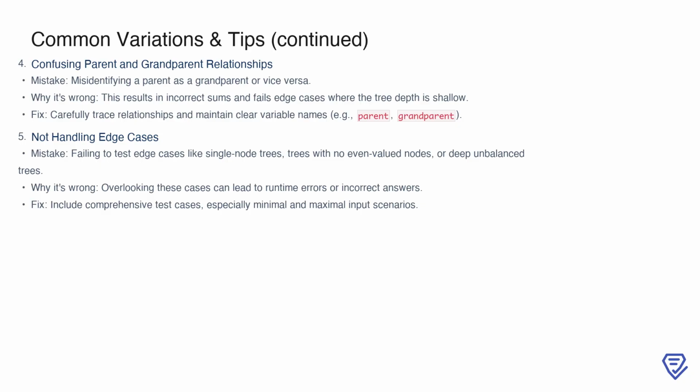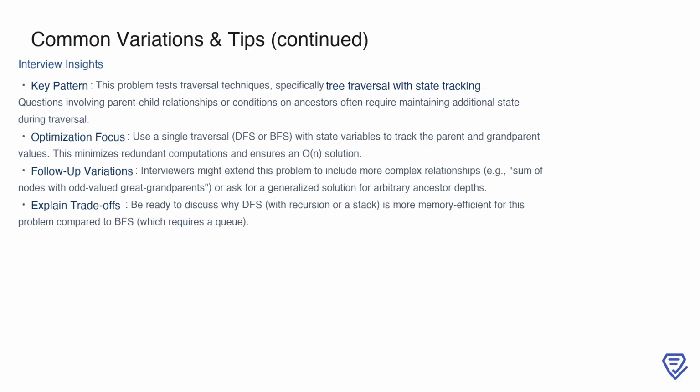From an interview perspective, this problem is an excellent example of tree traversal with state tracking. Many questions involving parent-child relationships or ancestor conditions require you to maintain additional state during traversal. Here, tracking the values of a node's parent and grandparent during a single traversal is key to solving the problem in an optimal O(n) time complexity.